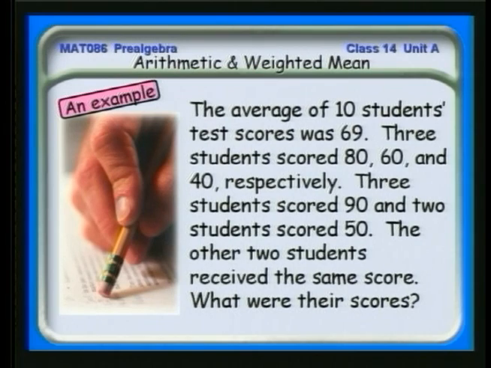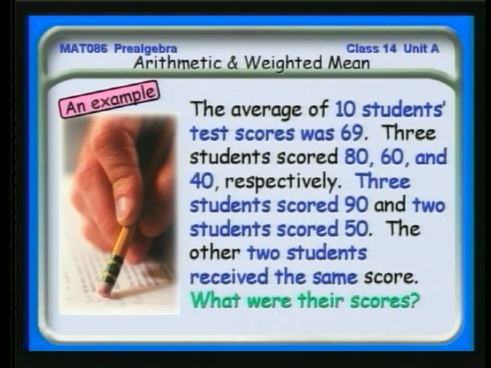Here's one that is in the same vein, but perhaps a little bit more interesting. The average of 10 students' test scores was 69. 3 of the students got an 80, 60, and a 40. 3 more scored 90 each, and 2 more scored 50 each. Then we're given the information that the other 2 students received the same score, and we'd like to know what that score was.